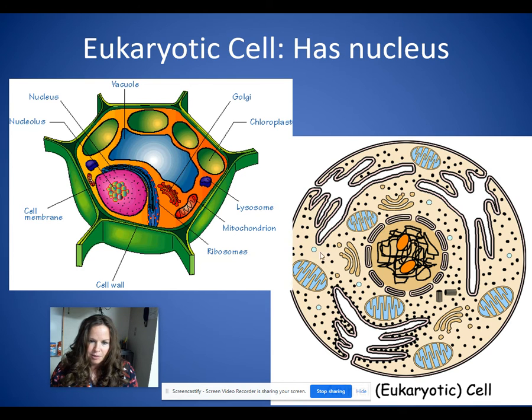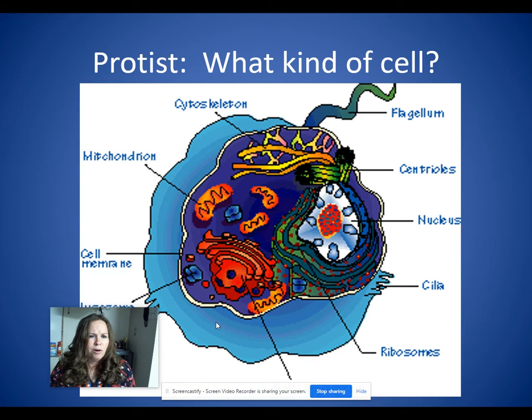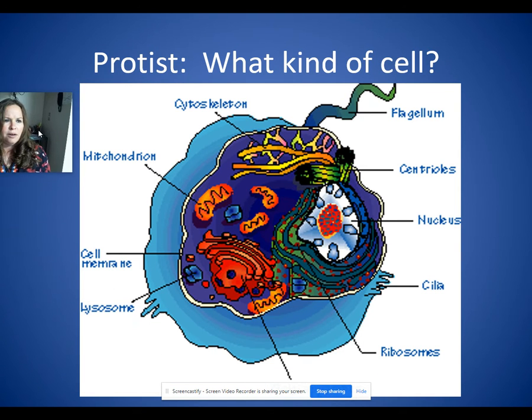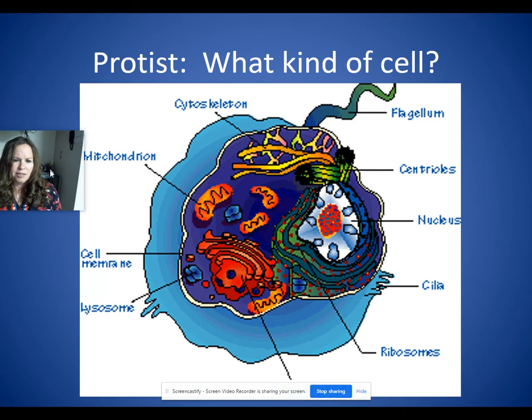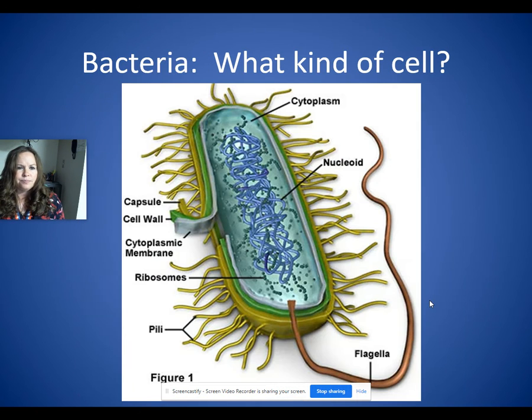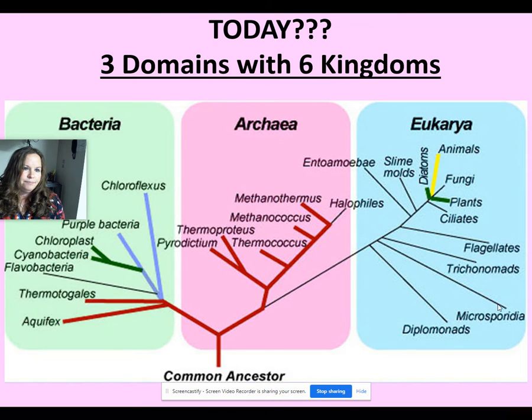So we've got what looks like a plant and an animal cell there with the different components. And you can bet in our next chapters we're going to be studying these cells much more closely, and the different components in there and how they work and what they do. All right, this is a protist. What kind of cell? It's eukaryote. And a bacteria, again, is a prokaryote.